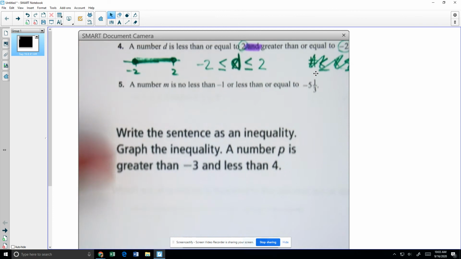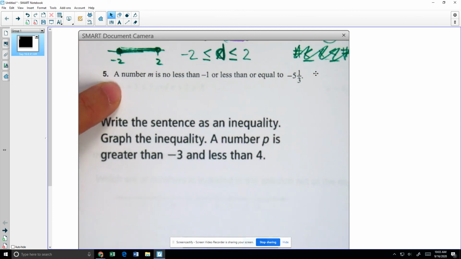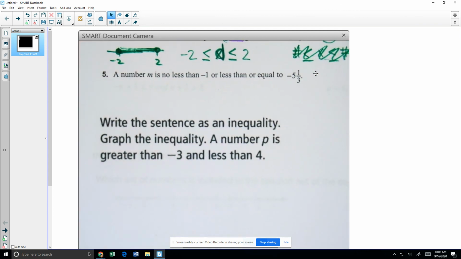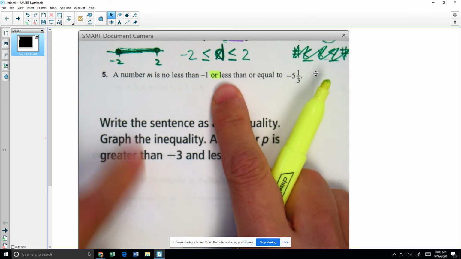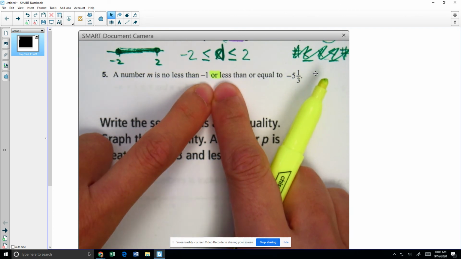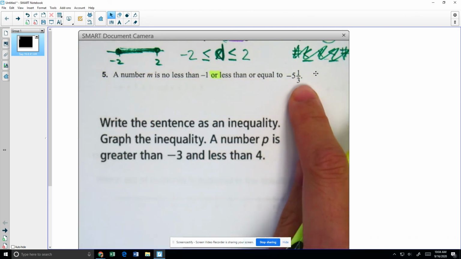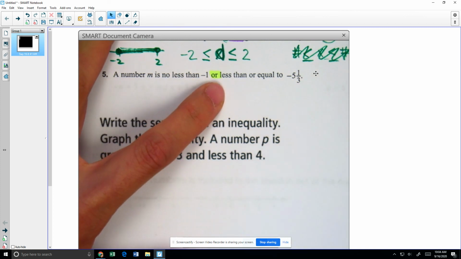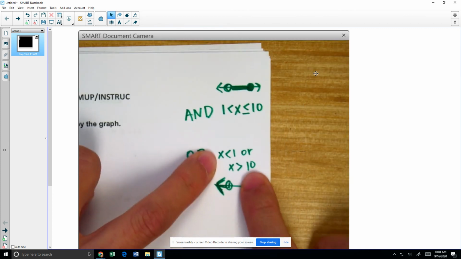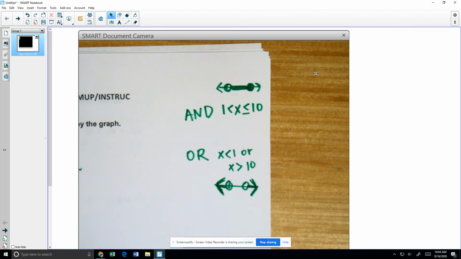Okay, let's try another one. The number m is no less than -1 or less than or equal to -5 1/3. So first thing you need to do is figure out, is this an and or an or problem? An or problem. Because of this right here, no less than -1 or less than or equal to -5 1/3. Okay, so you know that when it's an or problem, what is the rule? You have to write them out separately and then spell out the word or in between.